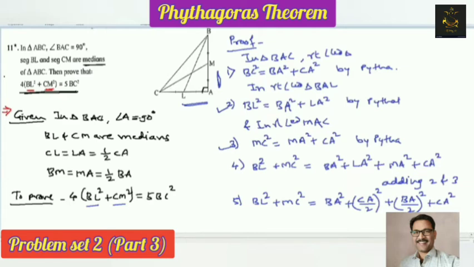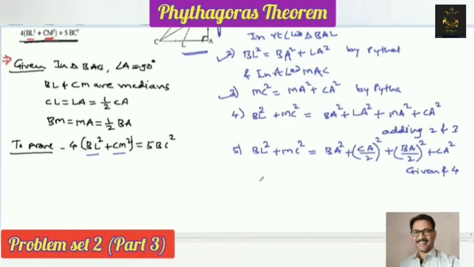Now just observe here. Keep this BL square plus MC square as it is. What will we get here now? This is BA square plus what about this one? CA square by 4. Now what about this one? This is BA square upon 4 plus CA square. This is from the 5th step.